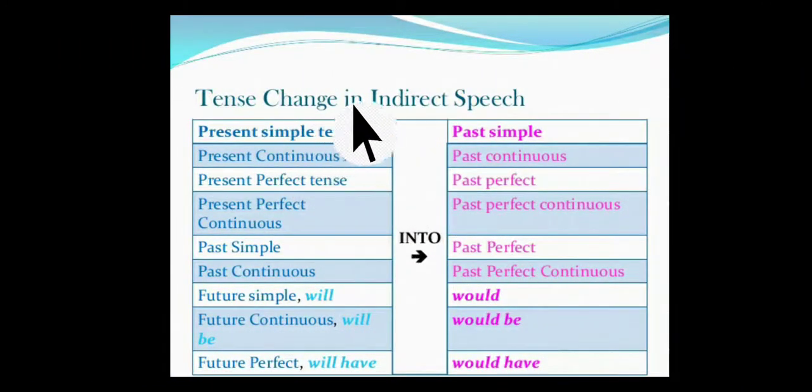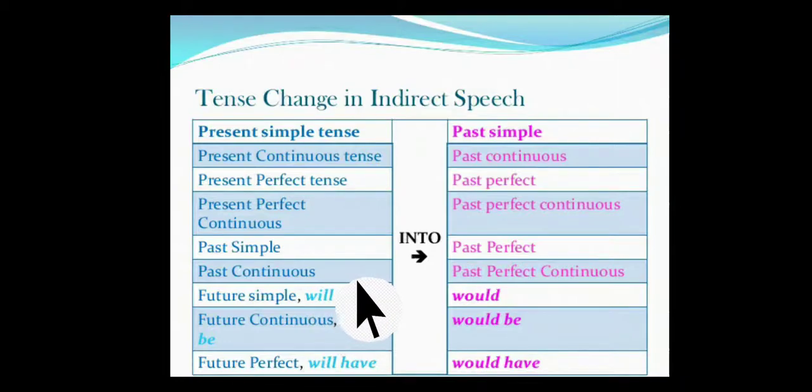So, tense change in indirect speech. Present simple is changed into past simple. Present continuous is changed into past continuous. Present perfect is changed into past perfect. Present perfect continuous is changed into past perfect continuous. Past simple remains past simple.